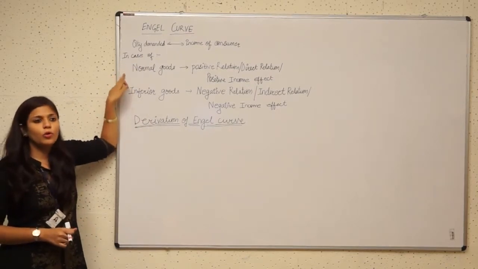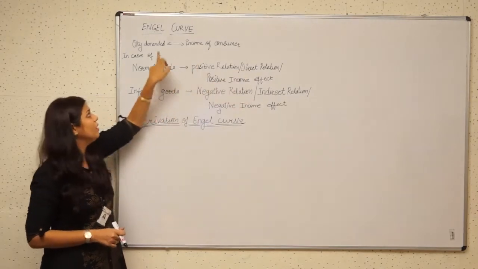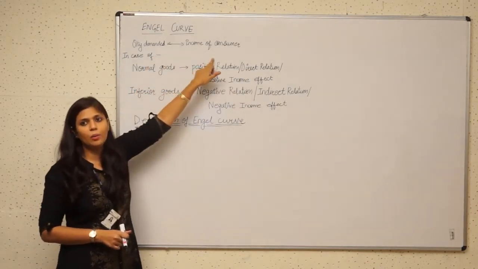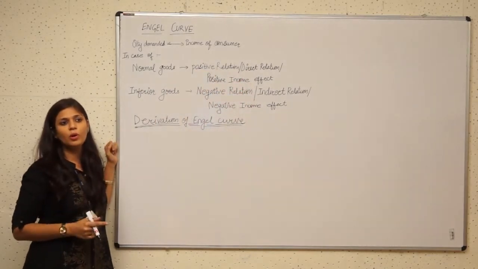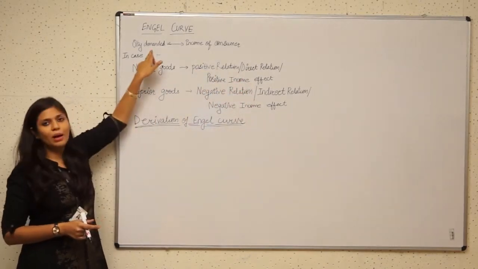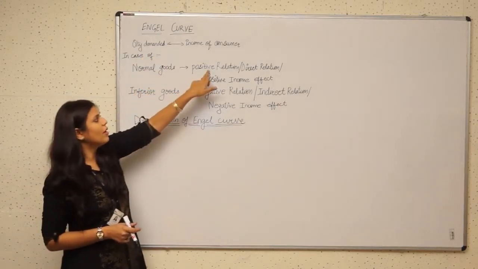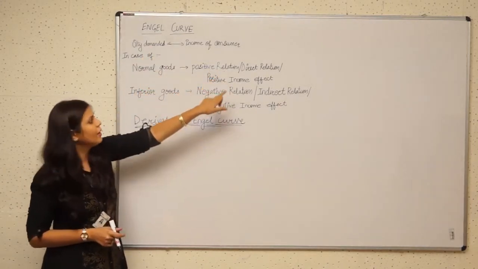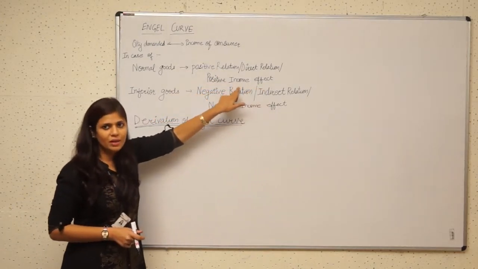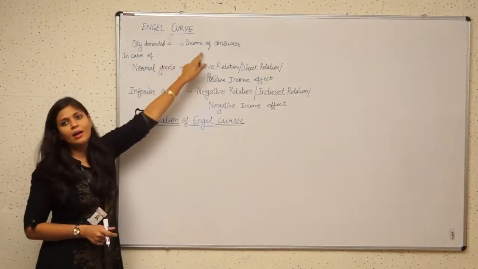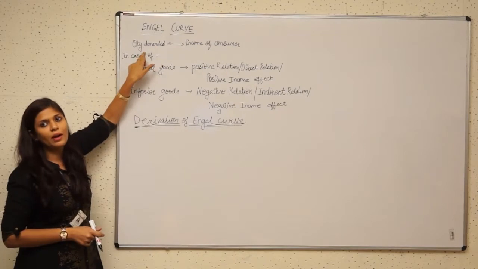In case of a normal good, we know that there is a direct relationship that exists between the quantity demanded and the income of the consumer. Direct relationship means as the income of the consumer increases, the consumer demands more of a normal good. This can also be called a positive relationship, and we can also say that there is a positive income effect, which means that the increase in the income of a consumer has a positive effect on the quantity demanded of a normal good.